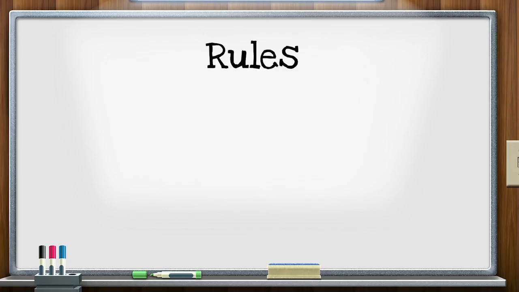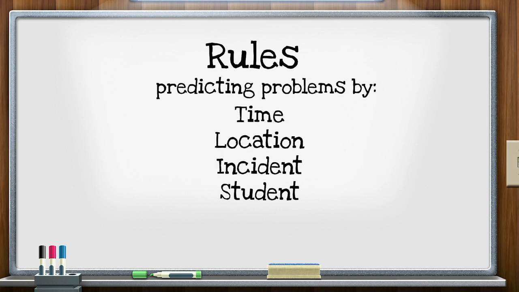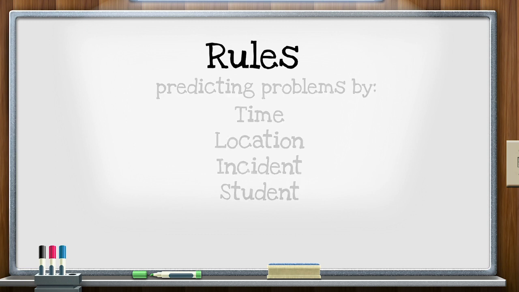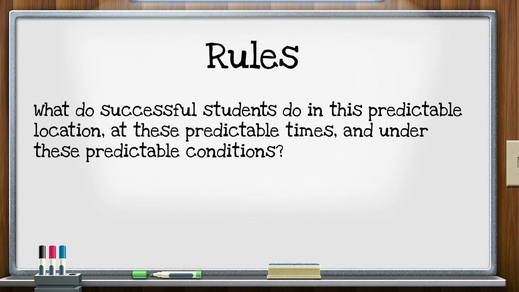Starting with rules, we first consider what we know about predicting problems by time, location, incident, and student. The first question the stakeholders must ask is, what do successful students do in this predictable location, at these predictable times, and under these predictable conditions? This will help to define a baseline for discussion of what all believe to be the most appropriate behaviors as rules for success.